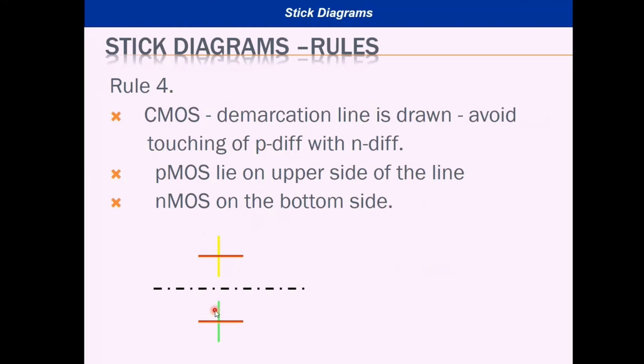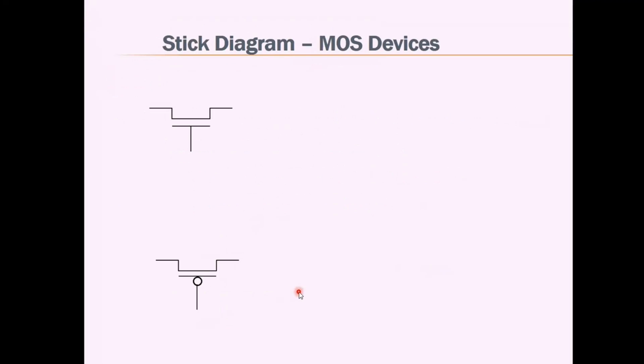While using colors, we can easily identify N diffusion and P diffusion. When we are using black and white diagrams, it is difficult to differentiate N and P. So we can identify the transistors at the top as PMOS transistors. Transistors at the bottom are NMOS transistors. That demarcation line can be drawn in between the two transistors and it is an optional one.